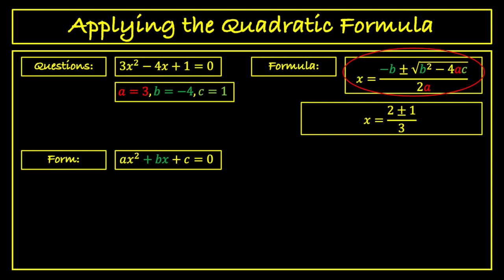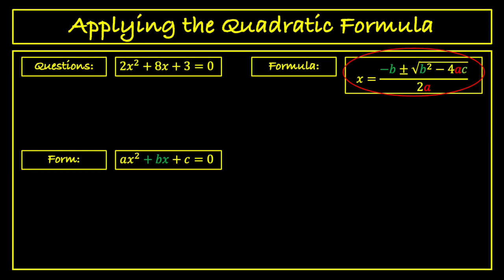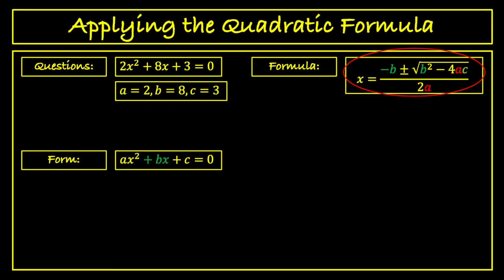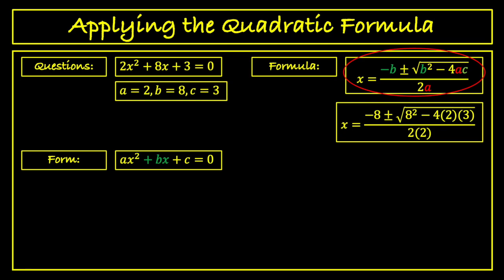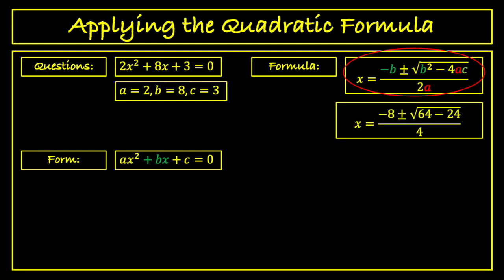Let's do another equation. Take 2x squared plus 8x plus 3 equals 0. We first determine the values of a, b, and c. We see that a is 2, b is 8, and the constant is 3. Plugging this into the equation provides us with negative 8 plus or minus the square root of 8 squared minus 4 times 2 times 3, over 2 times 2. This provides us with negative 8 plus or minus the square root of 64 minus 24, all over 4.